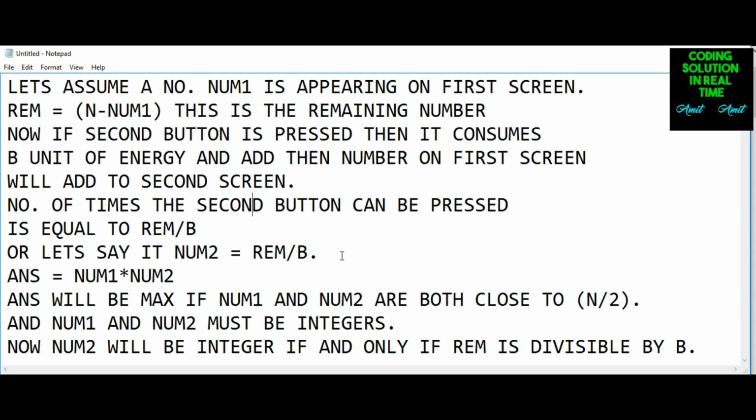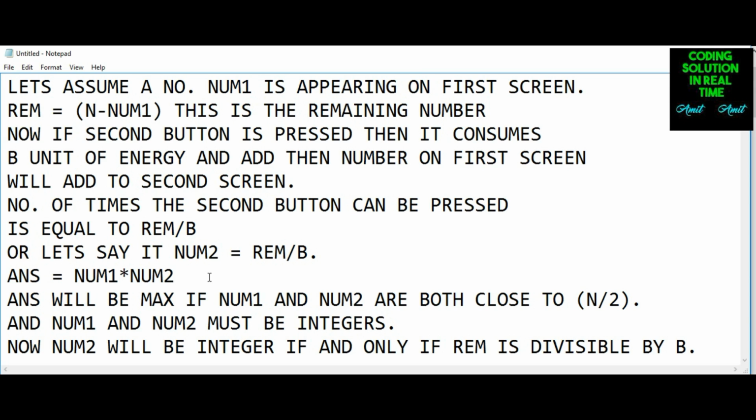And if you are adding num1 up to num2 times, then you can also multiply num1 into num2, because 1 plus 1 plus 1 up to 10 times is equal to 1 into 10. So this is the same logic. My answer is equal to num1 into num2, and my answer will be maximum if num1 and num2 are both close to N by 2, because their sum is N.